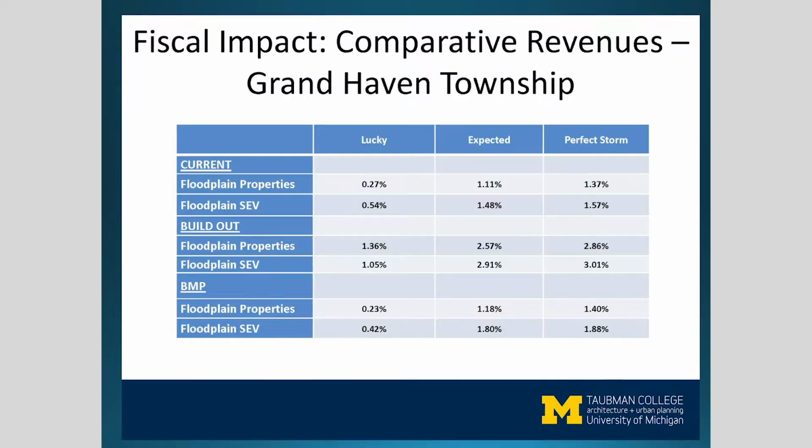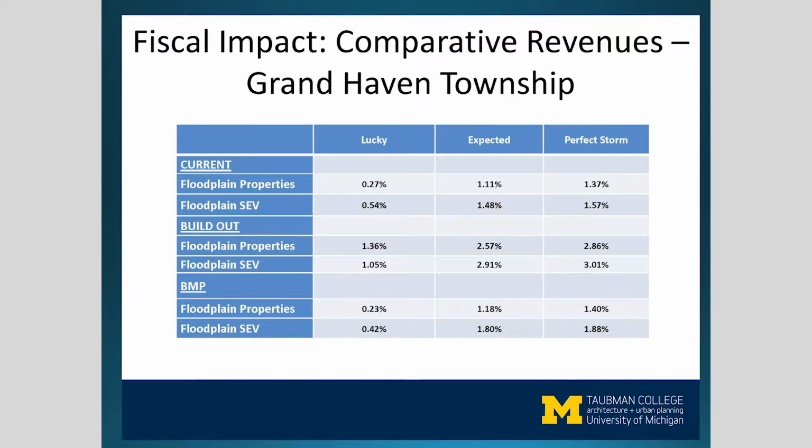Okay, so for Grand Haven Township, a couple things to take from here. Uniformly, the numbers of properties and the SEV, standard equalized values of those properties, for the land areas within these high-risk areas compared to the rest of the community are really small. At worst, under a perfect storm build-out scenario, only 3% of the community's property values are at risk.